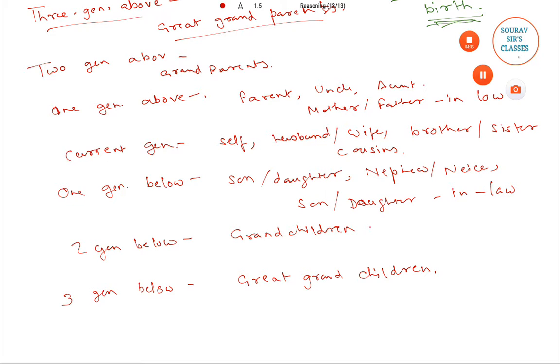Now, while solving the questions based on blood relation, there are few things that you should keep in consideration. First is that you should always use pictorial representation. Now for pictorial representation, we will use the following symbols.